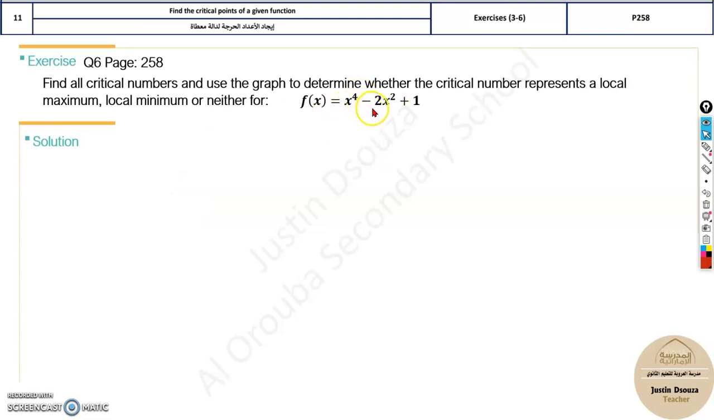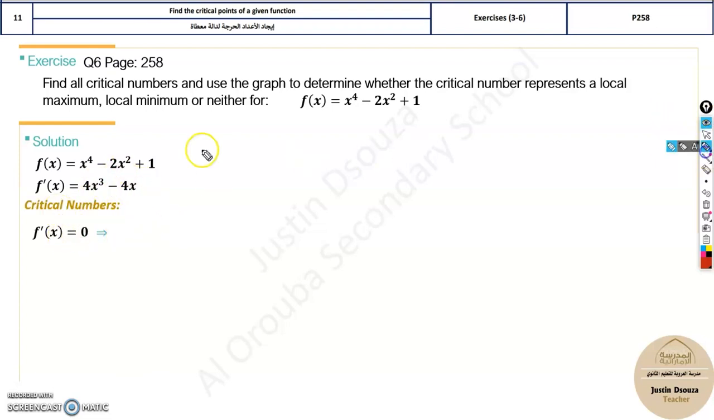Now we have x to the power 4 minus 2x squared plus 1. All you need to do is derive it. When you derive, you'll get 4x cubed minus 4x. Now you can find the critical numbers by just equating this to 0. You can do this in a calculator or directly algebraically.